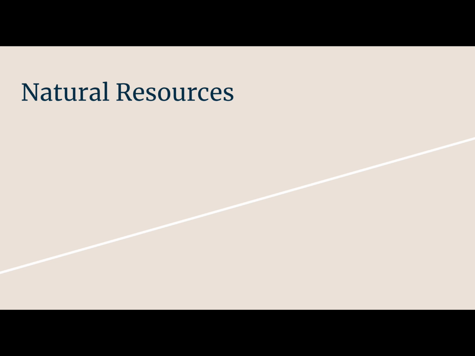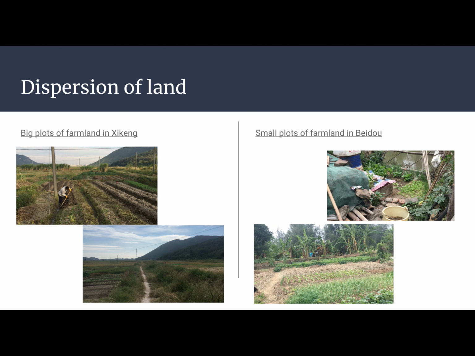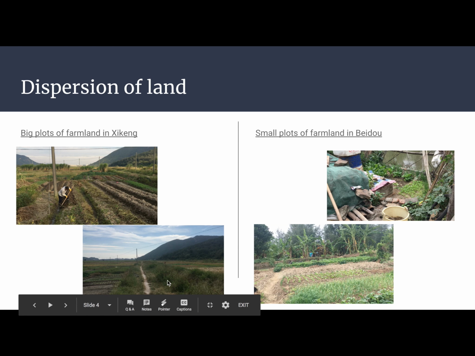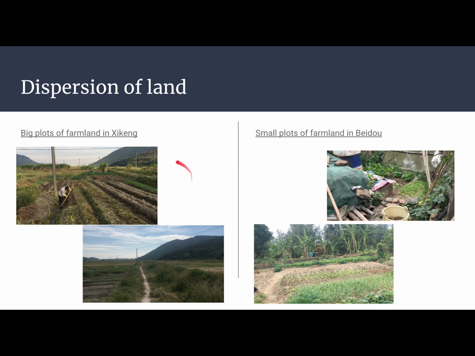Firstly, we can look at the natural resources available in each village. This is important because it makes up the physical inputs of their labor. Comparing the two villages, a main difference is the dispersion of land. The large plot of farmland of Xikang, as opposed to the scattered and dispersed small plots of land in Beidou, shows that Beidou has suitable land pretty much everywhere throughout the village, whereas in Xikang only a very distinct spot is able to be used.